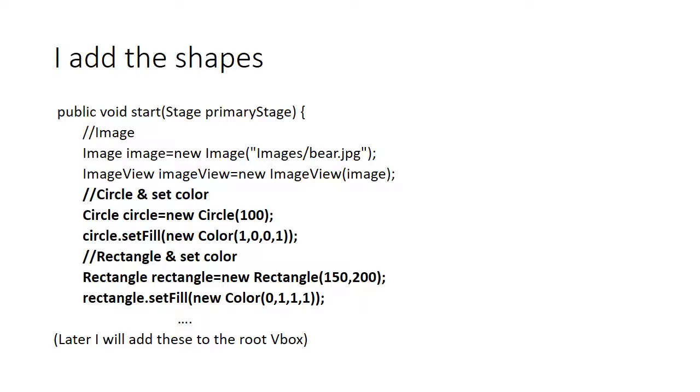The bolded sections of code shown on this particular slide are the shapes. We make a circle shape, set its radius size to 100, set the fill to a different color, make a rectangle, which is 150 by 200, and set the fill to a very different color for the rectangle. Later in this example, I will add all these to the root VBox.